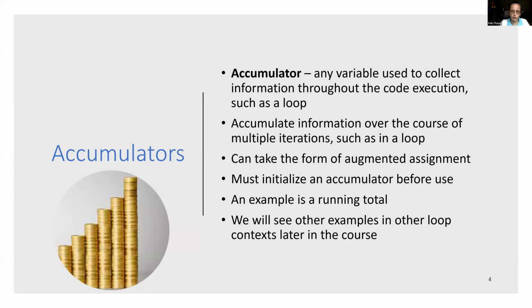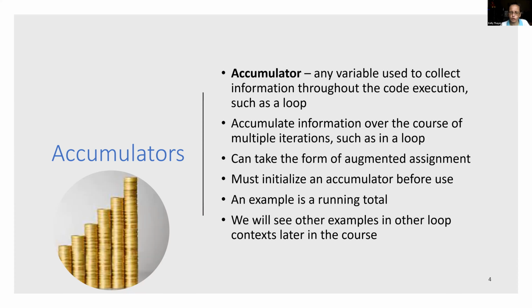So what is an accumulator? You may be familiar with the term accumulation in general use, for example, accumulation of wealth over time. So you get this idea of something growing in time. An accumulator is any variable that's used to collect information throughout the code execution, such as looping, which is why this is coming up today. We can accumulate information over the course of multiple iterations, such as in the loop, and it can take the form of augmented assignment, which we're going to talk about in a moment.